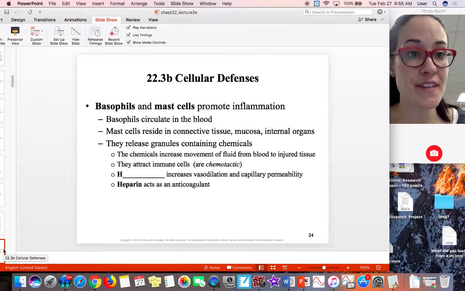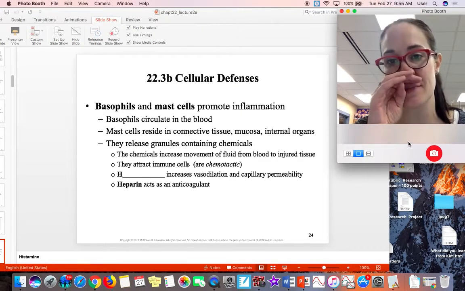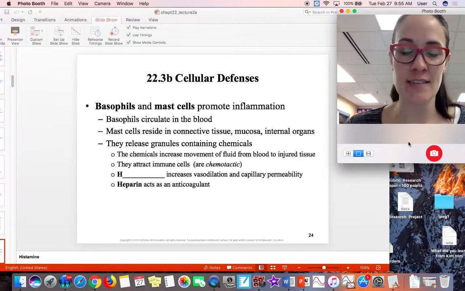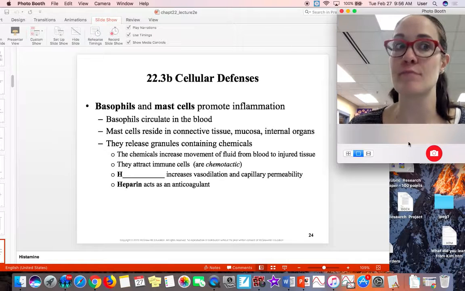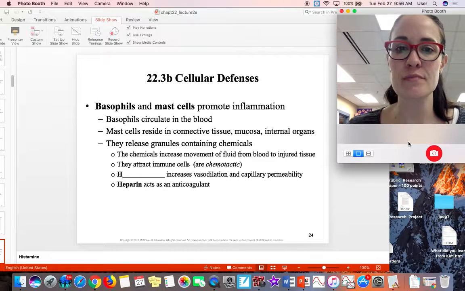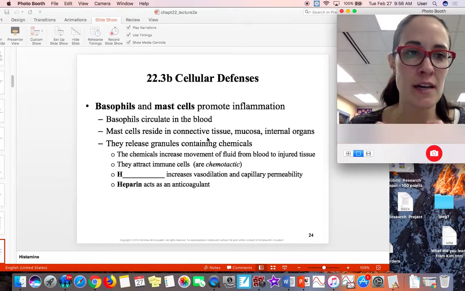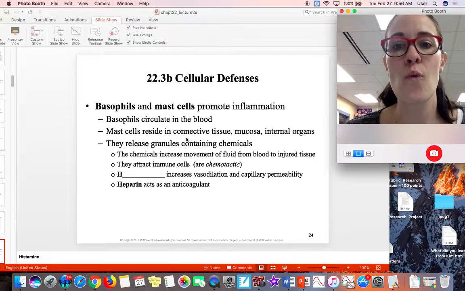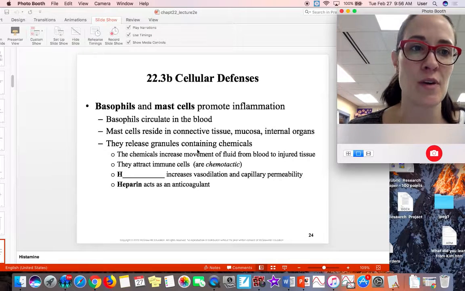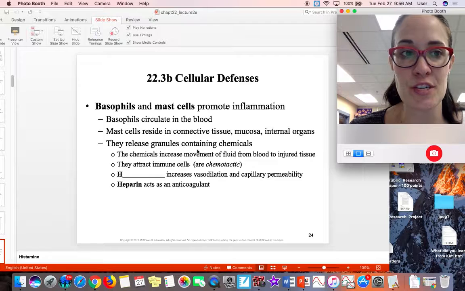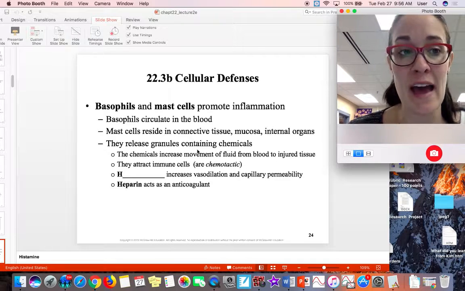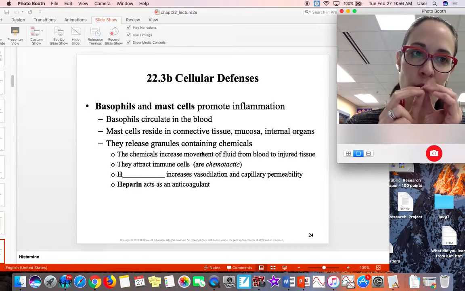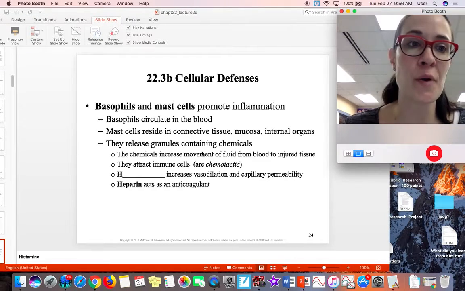Okay, so other cells involved in the non-specific immune system are basophils and mast cells. When I think of basophils and mast cells, I think of allergies, which I am very familiar with. So basophils are in the blood, mast cells are in connective tissue, your mucus, your internal organs. What they do is when they come in contact with, well, in my case, allergens or anything that is bad, or your body thinks is bad, they release granules, little particles. And these particles have chemicals.